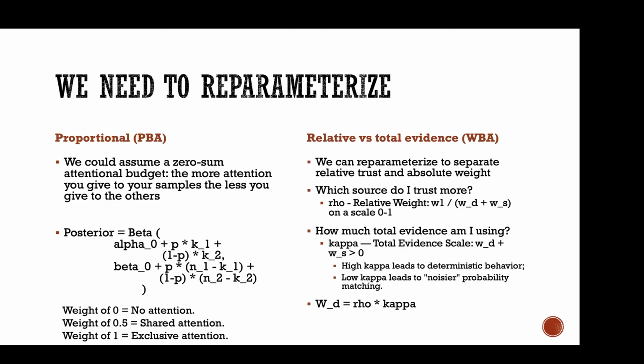And then the weight for direct evidence is rho times kappa. What proportion of the weights is explained by the weight for direct evidence, times the total amount of evidence. And the weight for social is 1 minus rho, so the opposite part, what's left, times kappa.